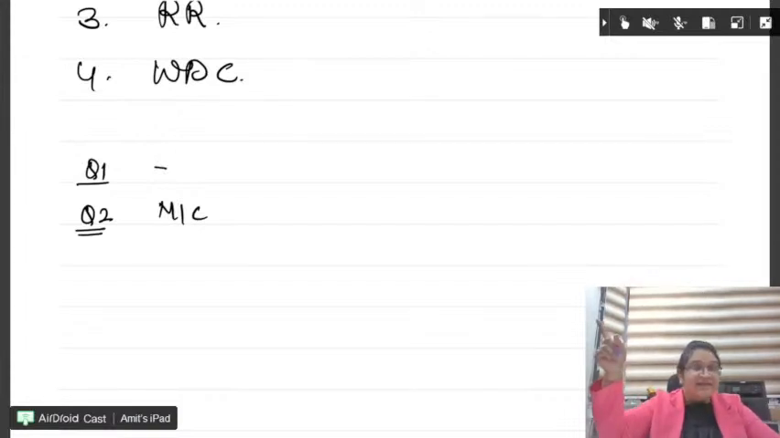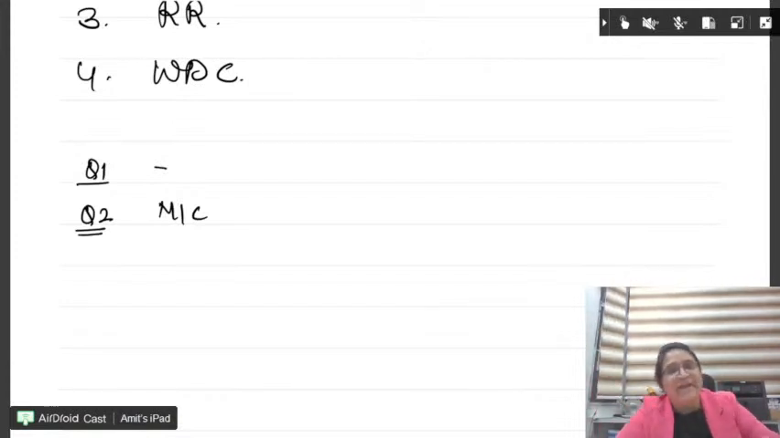Respiratory rate 30 to 40. Urine output was the catch point here. Urine output was around 5 to 15. If urine output was negligible, it would have become grade 4. In grade 2 beta, urine output is 20 to 30. Heart rate is more than 100, less than 120.